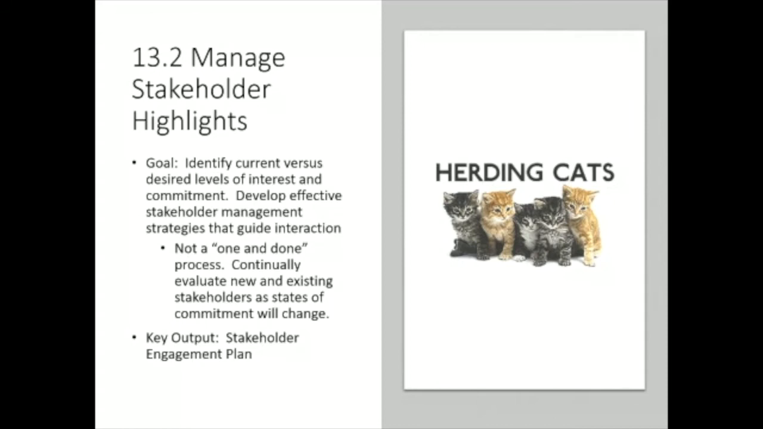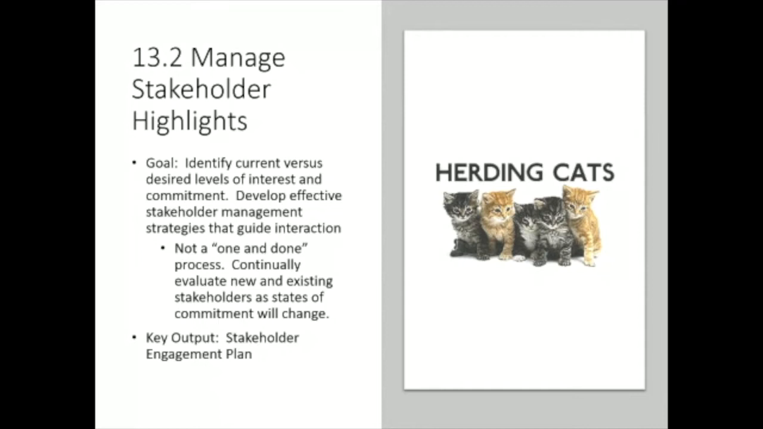So what's the goal of managed stakeholder highlights? Identify current versus desired levels of interest and commitment, develop effective management strategies that guide interaction. And this is not a one and done. This is something where you're going to have to continually evaluate new and existing stakeholders as states of commitment will change. Let's say that we have Bob, and Bob is a happy camper, but a change came through and we're going to eliminate one of the features that was near and dear to Bob. Well, guess what? Bob's going to go from supportive and leading to possibly resistant. He's not going to be a happy camper. So unfortunately, states do change.